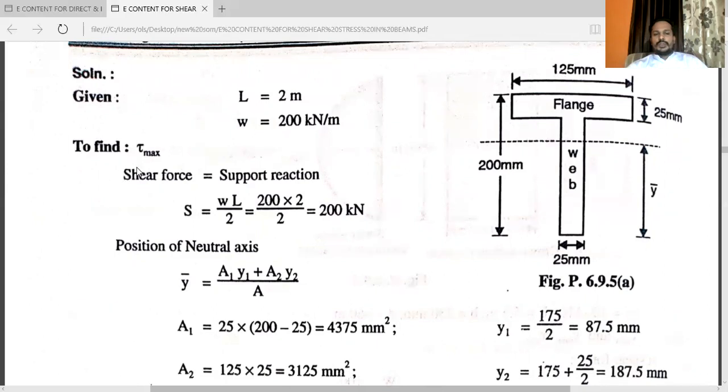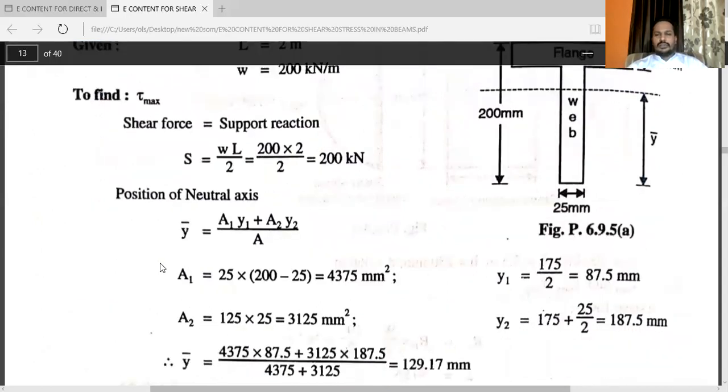So first of all, we have to find out the y bar. Y bar is the distance from the baseline, the distance from the x-axis. So consider the base as the x-axis. And now you know how to determine the position of the neutral axis.